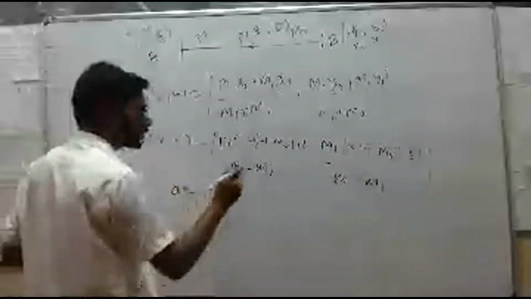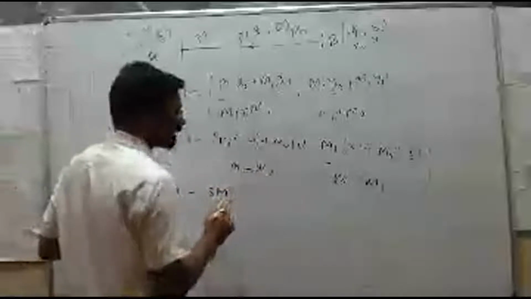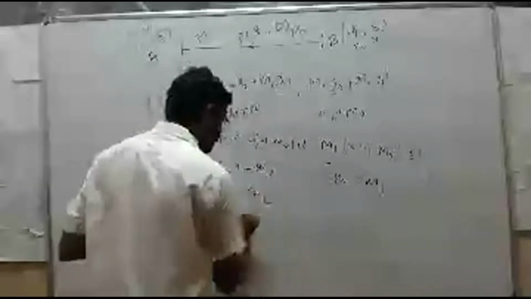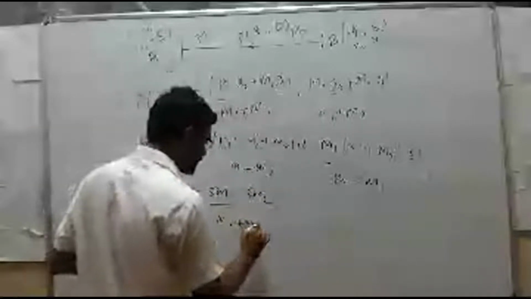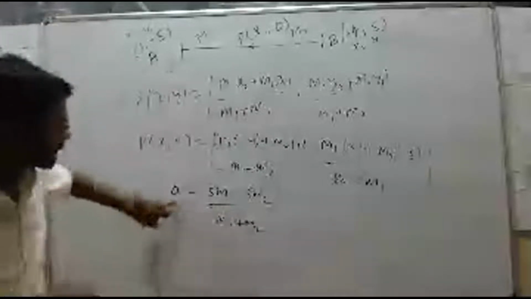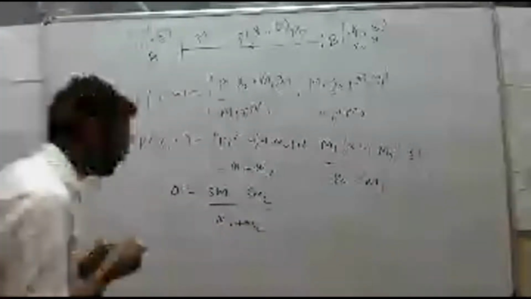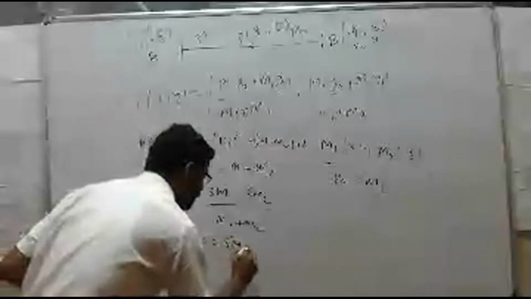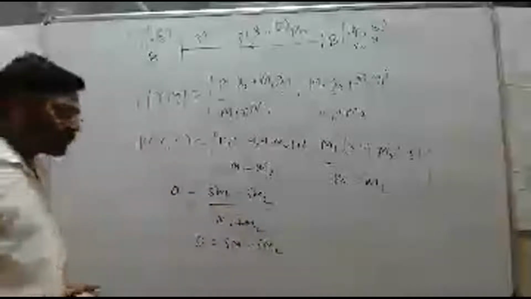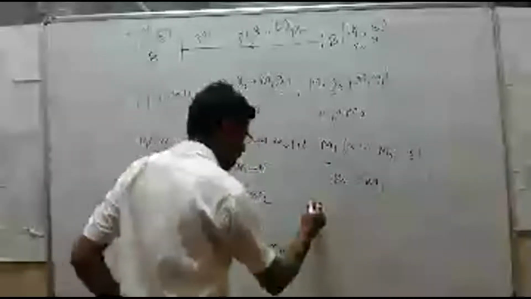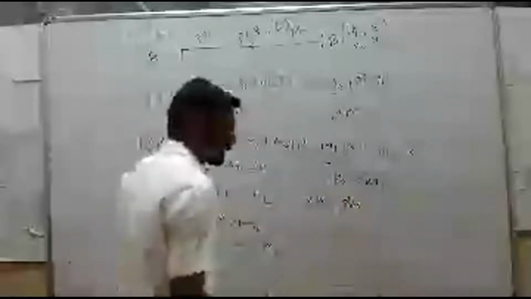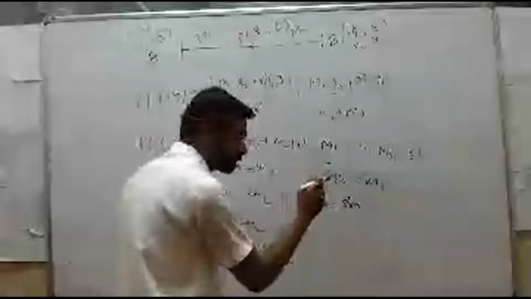0 is equal to 5 into m1, 5m1, plus into minus 5 into m2, 5m2, divided by m1 plus m2. Okay, cross multiplication. Anything into 0 is 0. Therefore, 0 is equal to 5m1 minus 5m2. Minus 5m2 becomes plus 5m2. Therefore, 5m2 is equal to 5m1. This 5 gets cancelled. There is no coefficient, which means 1.